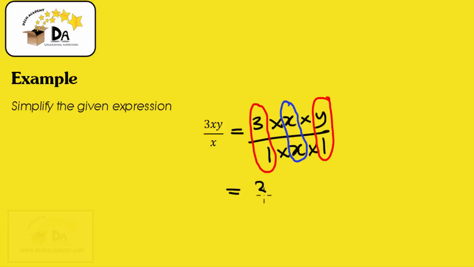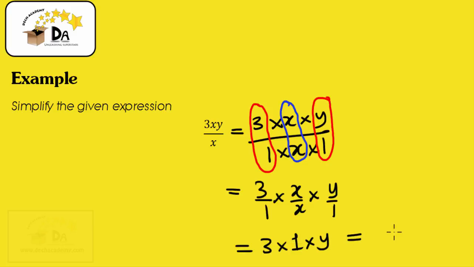Now we have 3 over 1, this first fraction, times x over x times y over 1. 3 over 1 is 3, x divided by x is 1, y divided by 1 is y. So what we have here is 3 times 1 times y, which is 3y. So this expression has been simplified to give 3y.